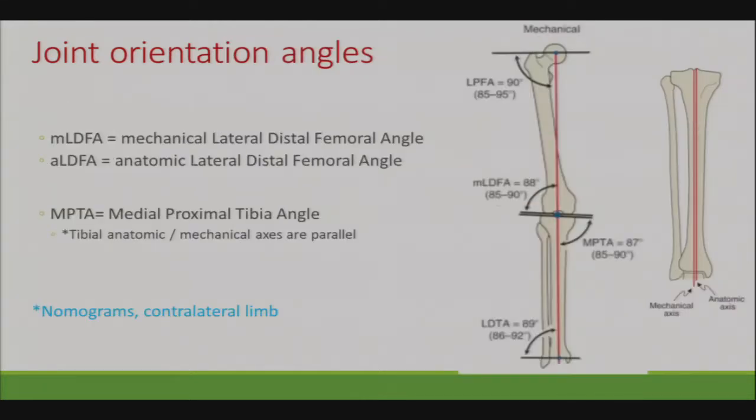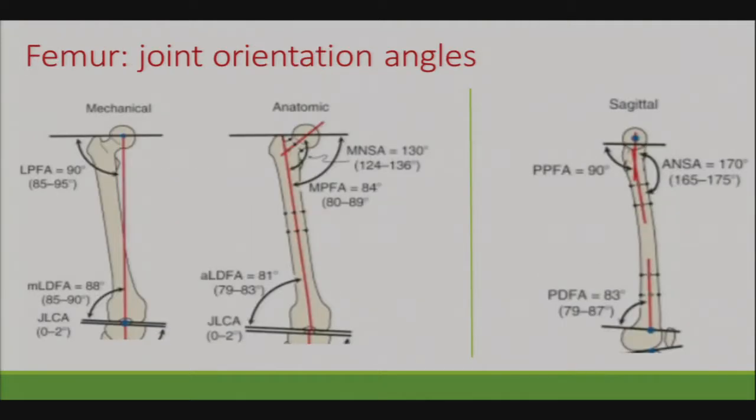Joint orientation angles are just the angle of a joint line relative to one of those axes, either the mechanical or anatomic axis. It's nice in the tibia because the lines are parallel, so you don't really have to define. The angles are the same whether you're using the mechanical or anatomic in a normal tibia. And then in the femur, you have to define whether you're using the mechanical or anatomic axis, and you really shouldn't mix anatomic and mechanical axes. The femur in general is a little bit strange.